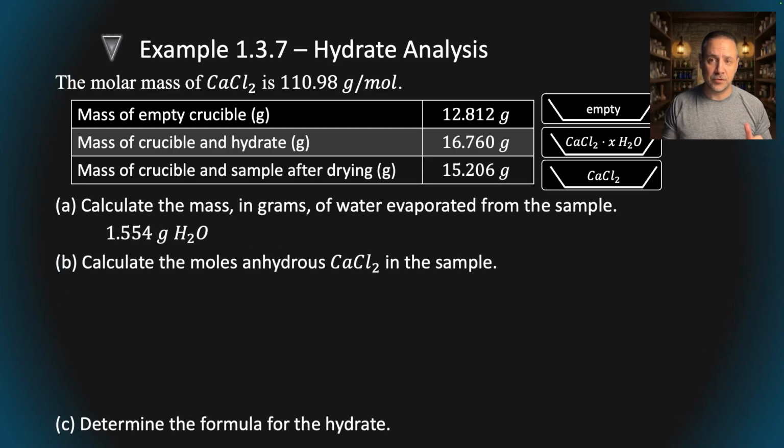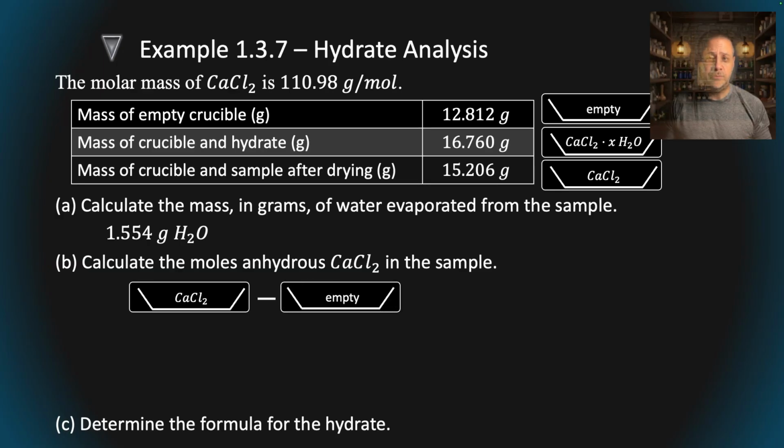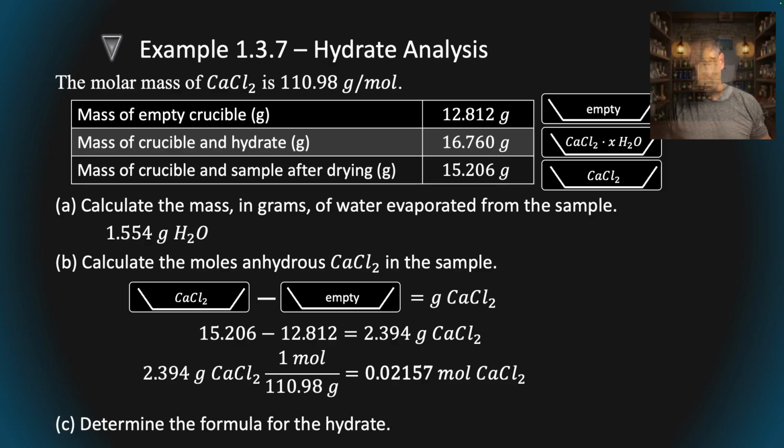Part B asked for the moles of just CaCl2. If I take the dish and the salt, the third number, and subtract the dish, the first number, I'll have the grams of the anhydrous salt. Plugging those in, I get the mass. B is asking for the moles, so I do need to convert here. The molar mass is still on the top of the page, so a little dimensional analysis, and I have the moles of the anhydrous salt.